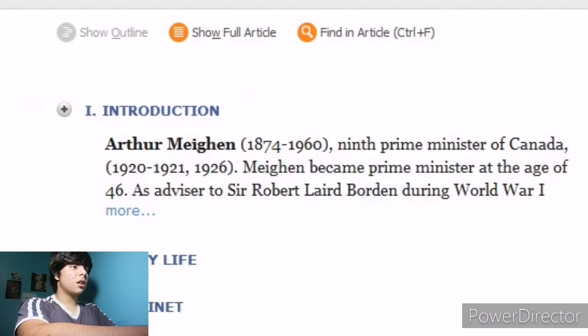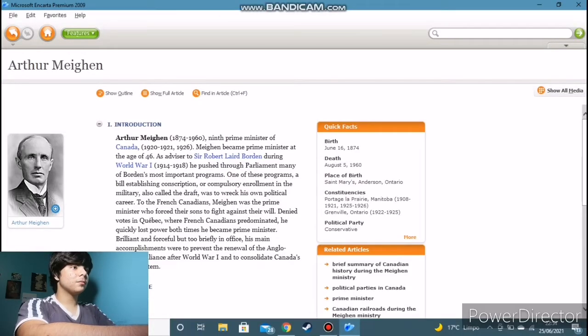Introduction. Arthur Meighen, born in 1874 and died in 1960. 9th Prime Minister of Canada, 1920 to 1921 and 1926. Meighen became Prime Minister at the age of 46, advisor to Sir Robert Laird Borden during World War I. I learned this in history class, but now I'm on vacation. Yeah, such fun.